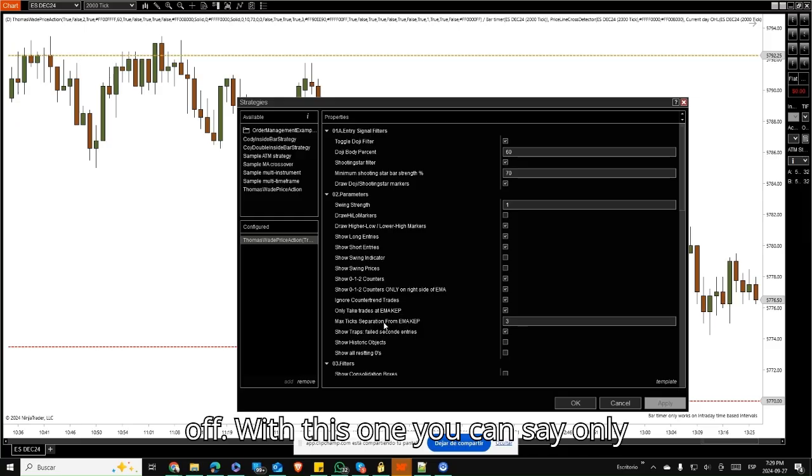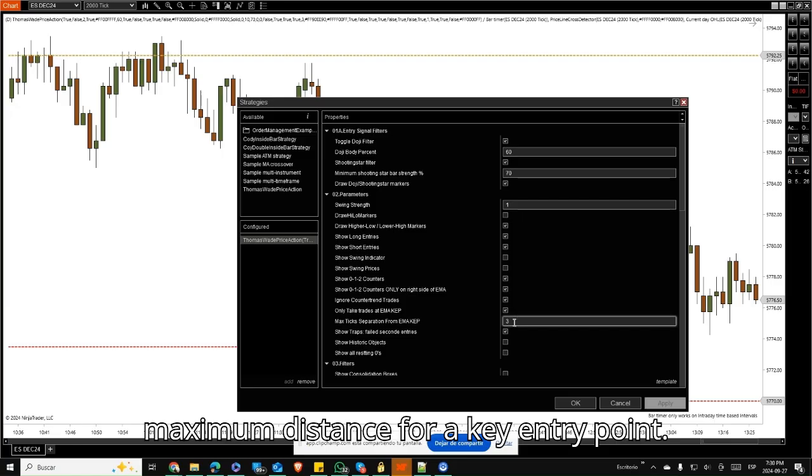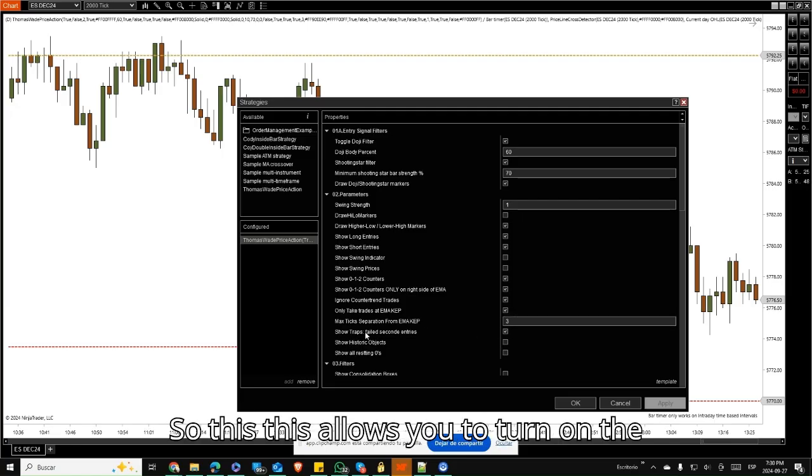And with this one, you can say only take trades at the EMA key entry point. You can turn this on or off. And if you turn it on, you can set the maximum distance for a key entry point. So this allows you to turn on the second entries, the failed traps. The historic objects setting is about when you scroll back. Let me show you that.